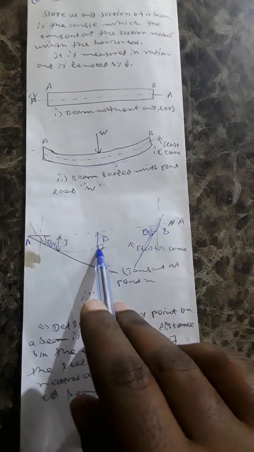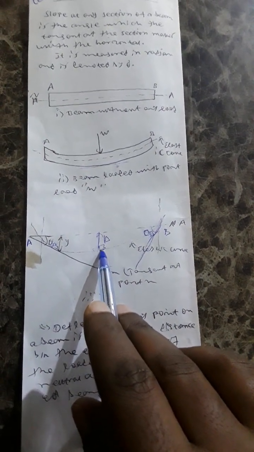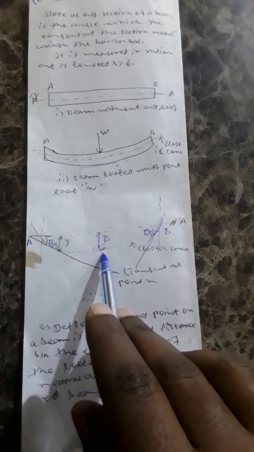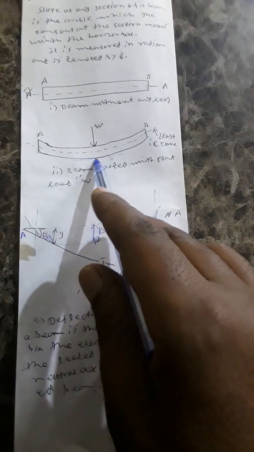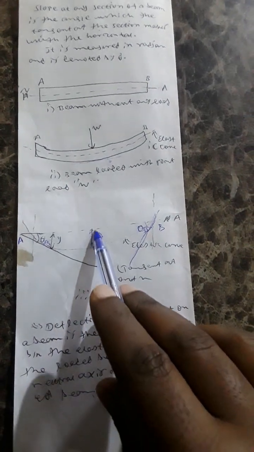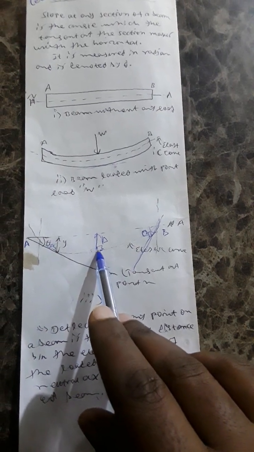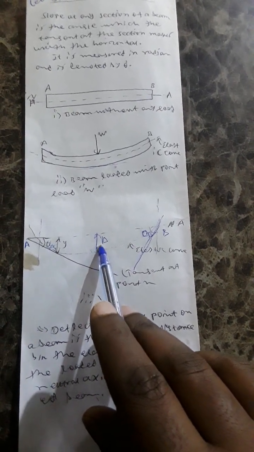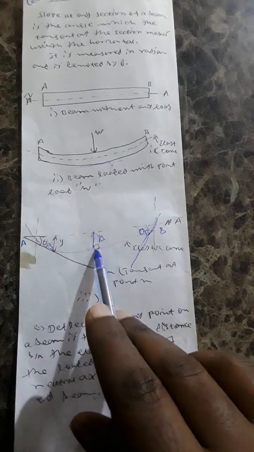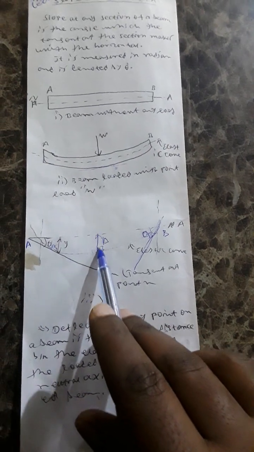This is the deflection at point B. Take this as point C, a point on the curve between the neutral axis and the curve. The distance between the point on the curve and the neutral axis is called deflection.